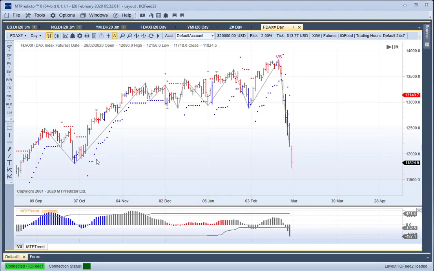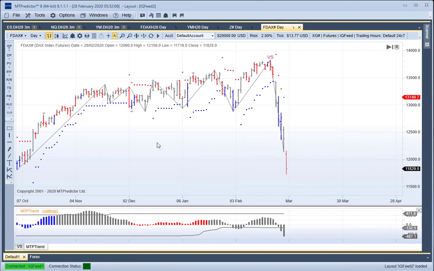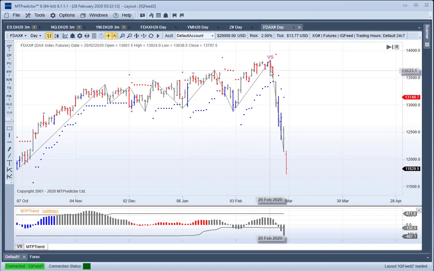Right, let's start by looking at the DAX. This is the German stock market, and you can see here this is the sharp decline over the last week or so. But you can see we actually had a VS sell on the 20th of February. Let's see whether this was a valid sell by going to the higher time frame chart.